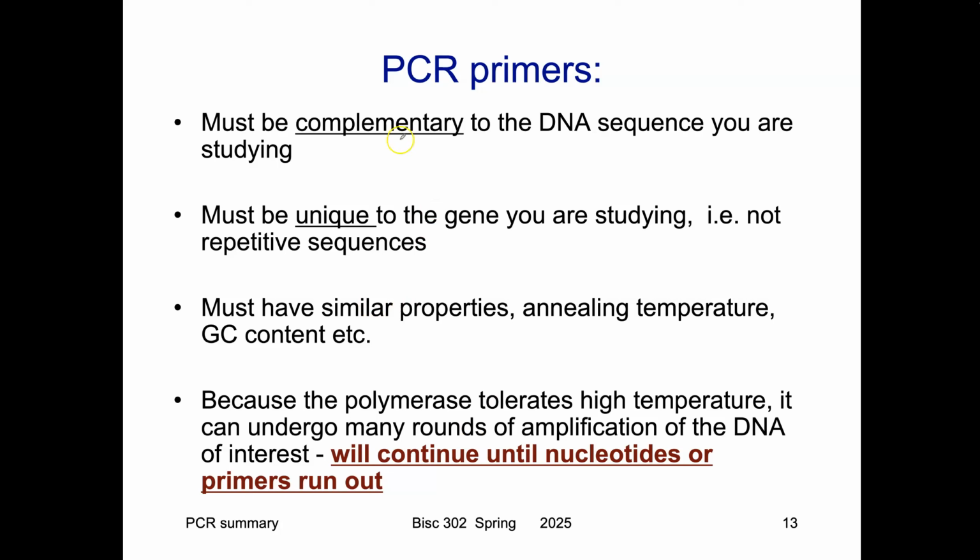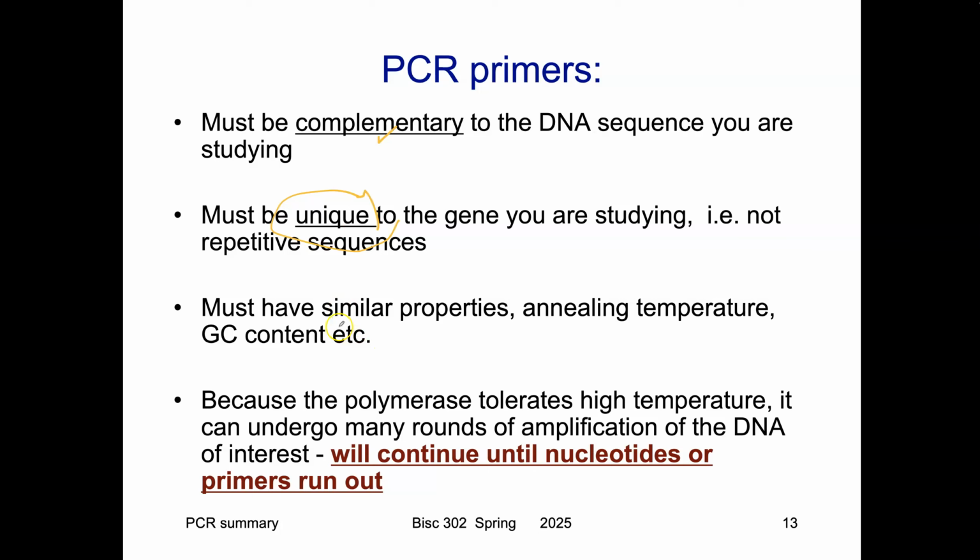Not yet, though. So the PCR primers have to be complementary to the DNA sequence you're studying. The forward one has to be complementary to the bottom strand. The reverse has to be complementary to the top strand. You want it to be unique to the DNA or the gene that you're studying. There are sequences that are found repetitively, scattered all around the genome. You don't want that. You want something that is very specific to the particular gene, so your primers can only find and bind properly to one site.